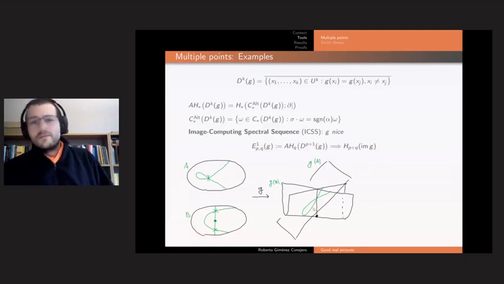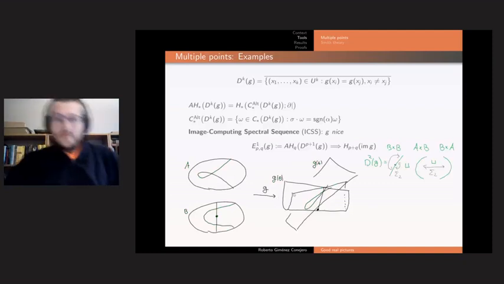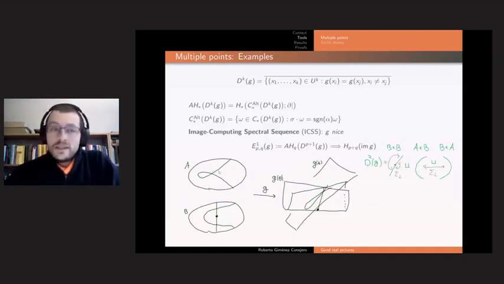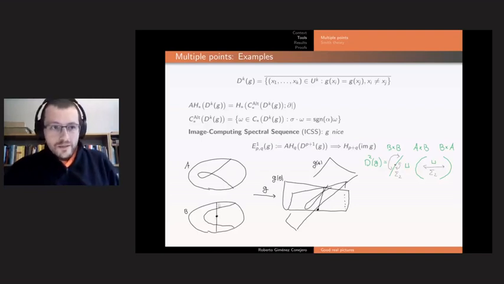Okay, what you see in the picture: you have double points that can come from A with itself, A with B, and B with itself. In this case, A with itself, you don't have any double points. A doesn't intersect itself because A is just an embedding. And for B, you have points of B with itself, you have all these lines.